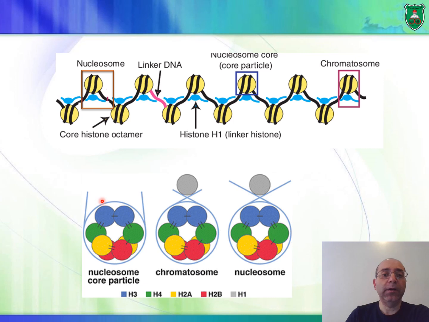You have the octamer plus the DNA that is wrapped around it. Here you have the chromatosome, having the nucleosome core particle plus part of the histone H1, and here you have the linker DNA with the chromatosome. Okay, now again, the nucleosome may or may not have the histone H1.